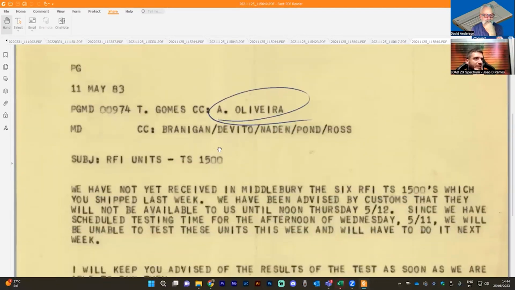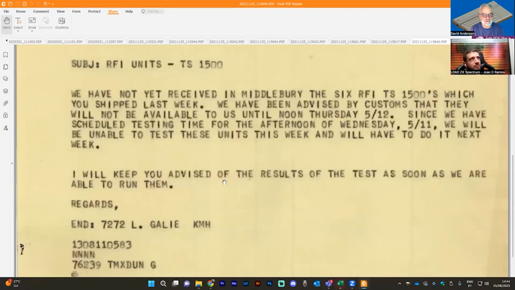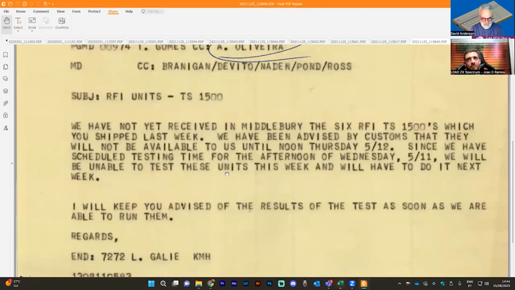Okay, RFI units. They are still fighting with the computers that have not appeared, the 6 computers. Okay, this was not arriving in time, blah, blah, blah. And that memo that we just saw before was probably Antonio responding to this one.